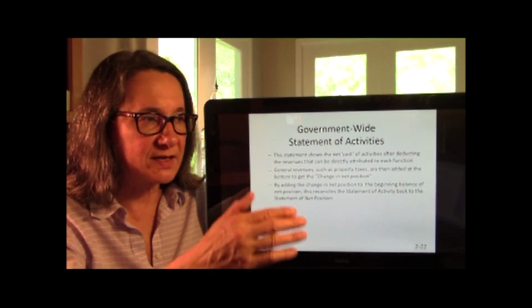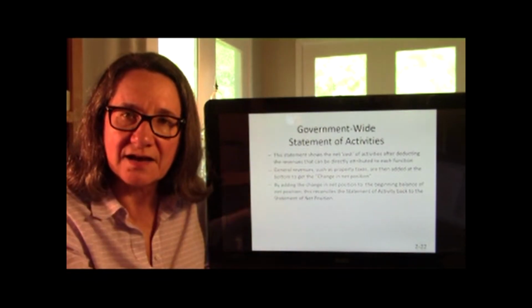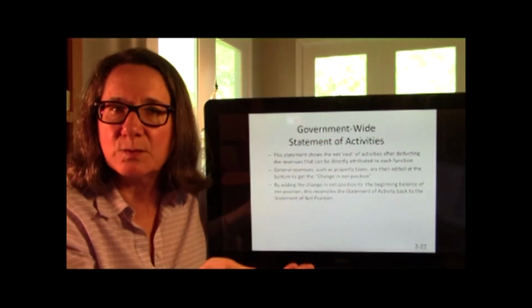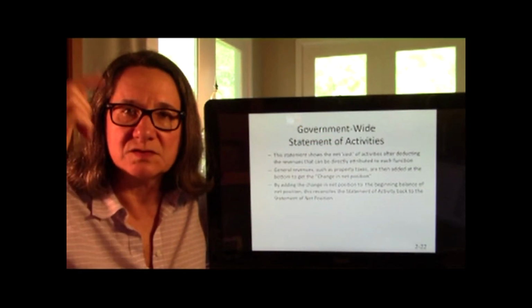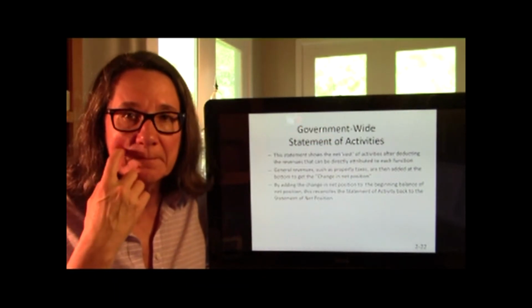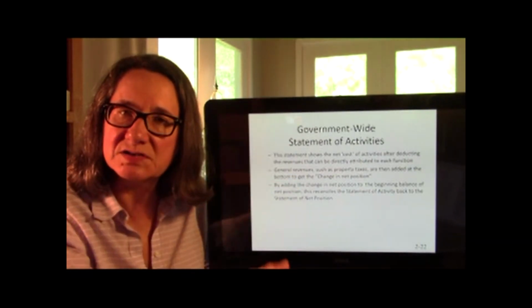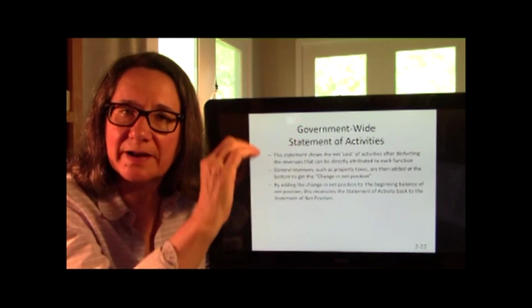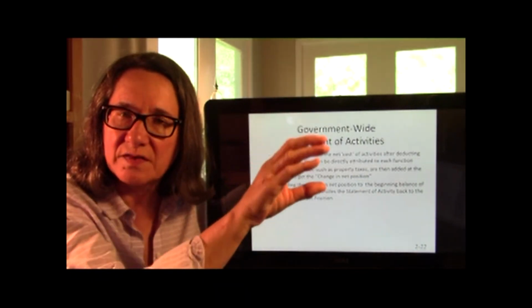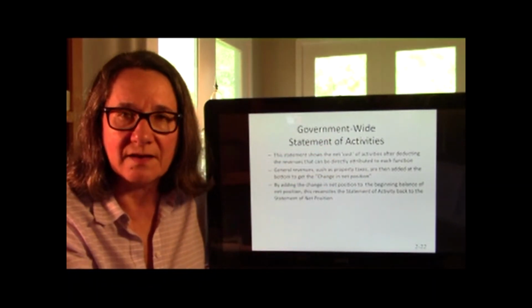So if you look at that example in the book, you'll see first they have the expenses. It's kind of weird, right? You think of an income statement, revenues minus expenses equals net income. That's not what's going on here. It starts out with the expenses. How much did it cost to run this aspect of the government? How much did it cost to run this aspect? So you have all the costs for running the government in that first column.